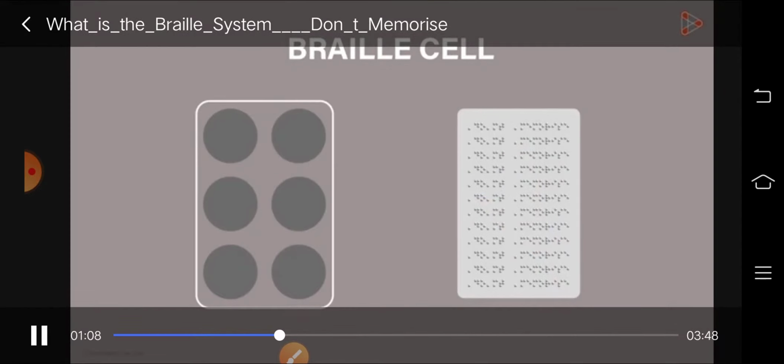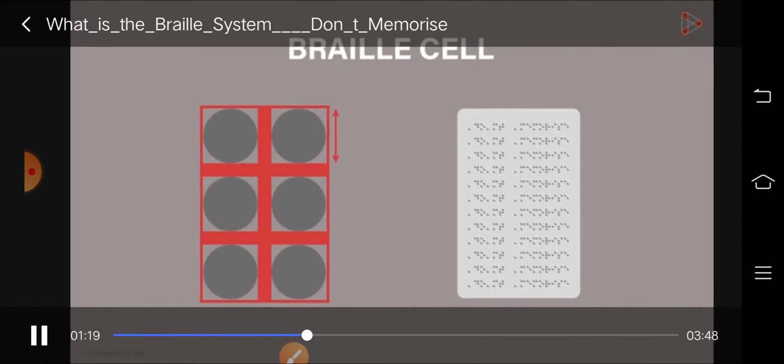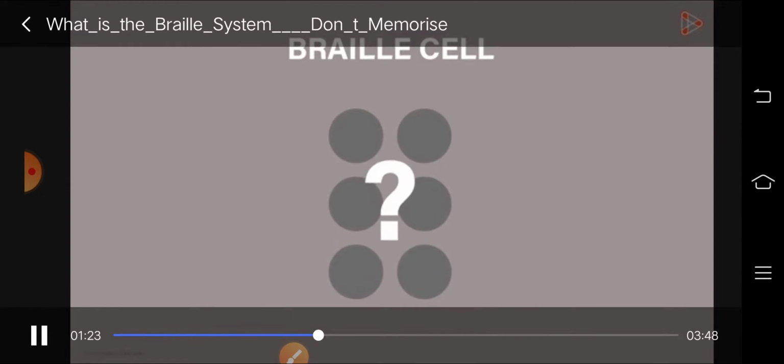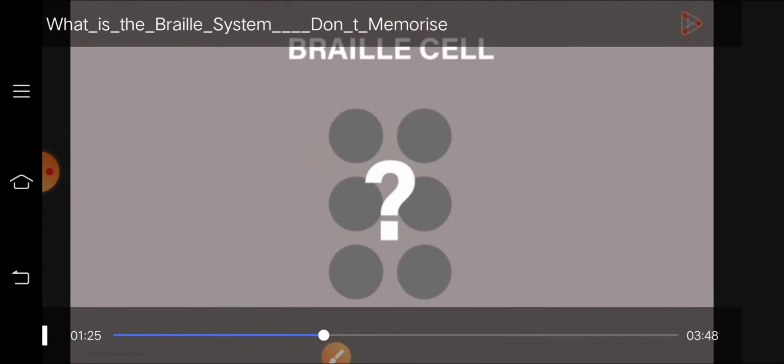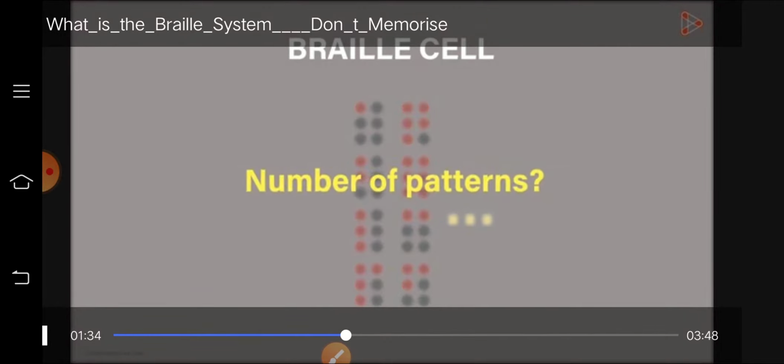So this was just one Braille cell. There are many on the piece of paper that can be used to form long sentences and numbers. The dot height, cell size and cell spacing are uniform throughout. Coming back to the single cell, how many patterns do you think can be formed from one single cell? This can be one pattern, this can be another, this is one more, and so on. How many patterns do you think can be formed?